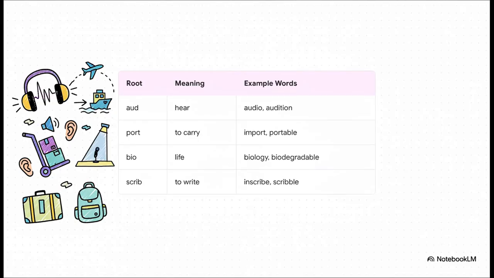Now this, right here, is an incredible shortcut. It's like a secret power. If you know that the root port means to carry, you instantly unlock the meaning of a whole family of words. Import, portable, transport, you name it. The same thing goes for aud, meaning to hear, or bio, meaning life. It's a total game changer.